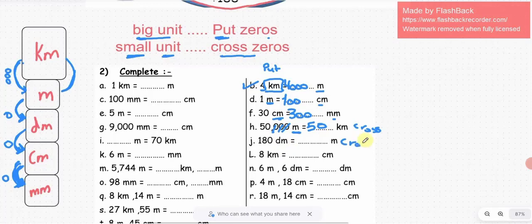Letter J. 180 decimeter equal how many meter? Here I'm starting with a small unit. Decimeter is smaller, so I'm gonna cross. Between meter and decimeter, there is 1 zero, cross 1 zero will be 18.